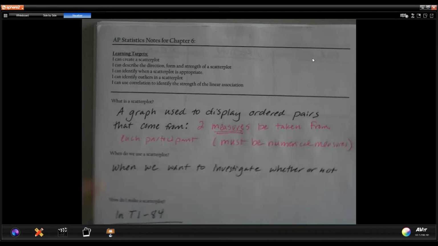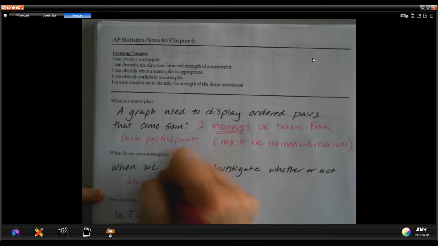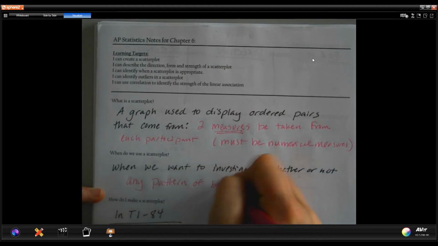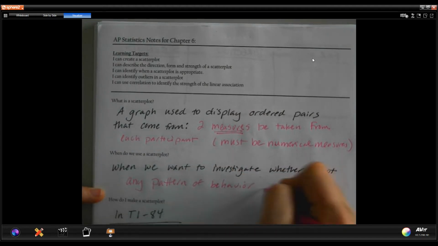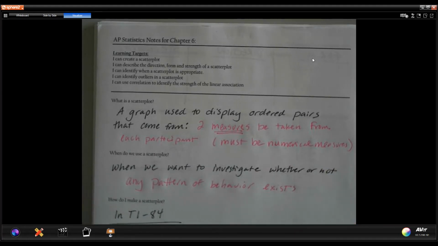Okay, so when do we use a scatter plot? Well, we use it when we want to investigate whether or not any pattern of behavior exists. We want to look at the scatter plot to see if there is a pattern amongst all those data points.